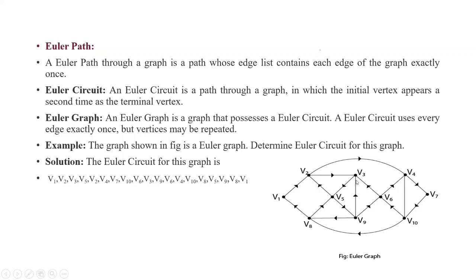V3, V5, V2, then V4, V7, V10, V6, V3, V9, V6, V4, V10, V8, V5, V9, V8, and at last V1. Means here you have to traverse every edge exactly once, but vertices may be repeated.